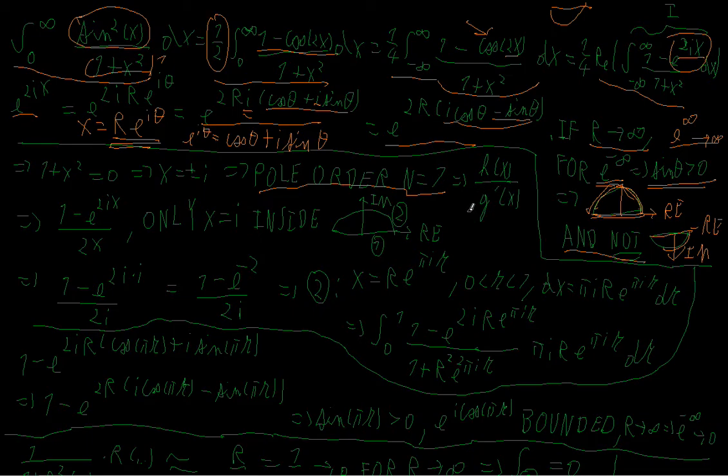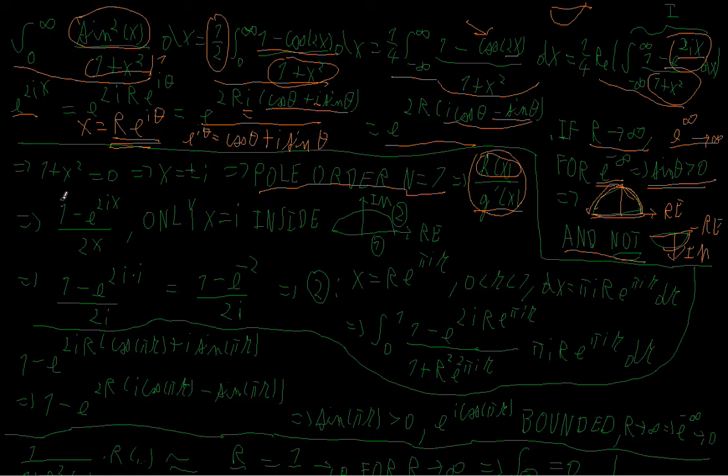And so we can use the formula for residues of a pole of order 1. That is, everything above the fraction bar stays the same, but for everything below it, we just take the first derivative. So we take the derivative of 1 plus x squared, which is simply 2x.